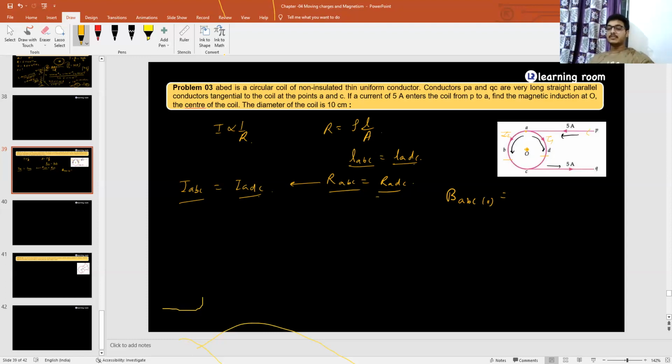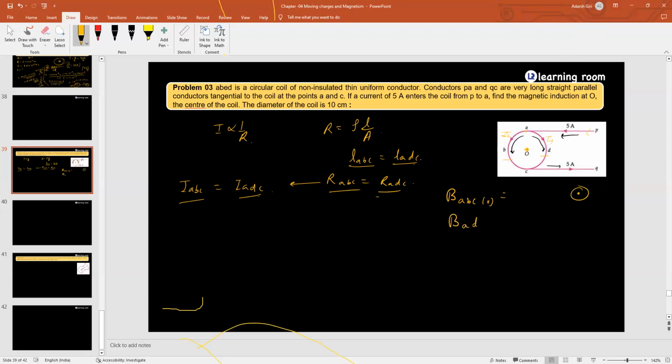Direction of magnetic field. Inwards or outwards? Sir, it's inwards. No, if you take the right hand, curve your fingers, your thumb is pointing towards you. That is out of the page. ABC, not ADC. Tejas, see here carefully. What is the magnetic field direction due to the curve ADC at the point? Into the plane, sir.